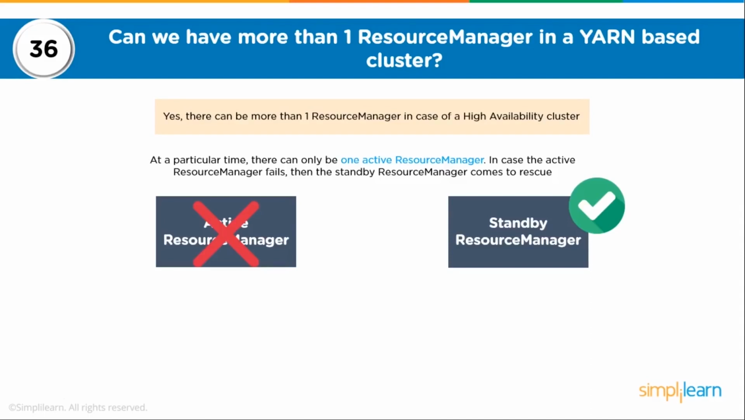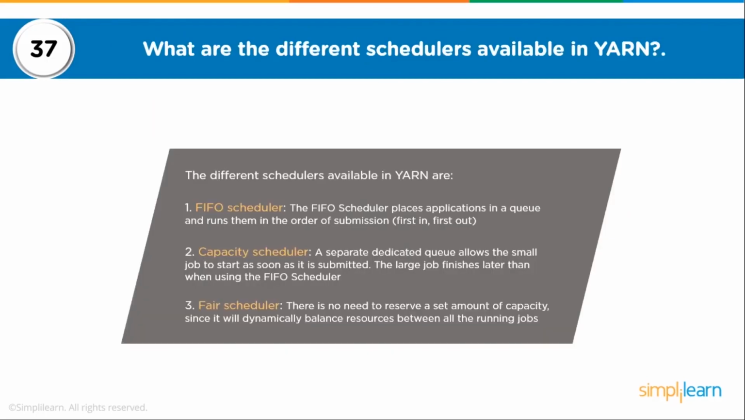At a particular time, there can only be one active resource manager, and if the active resource manager fails, your standby resource manager comes and becomes active. However, Zookeeper is playing a very important role. Remember, Zookeeper is the one which is coordinating the server state, and it is doing the election of active to standby failover. What are the different schedulers available in Yarn?